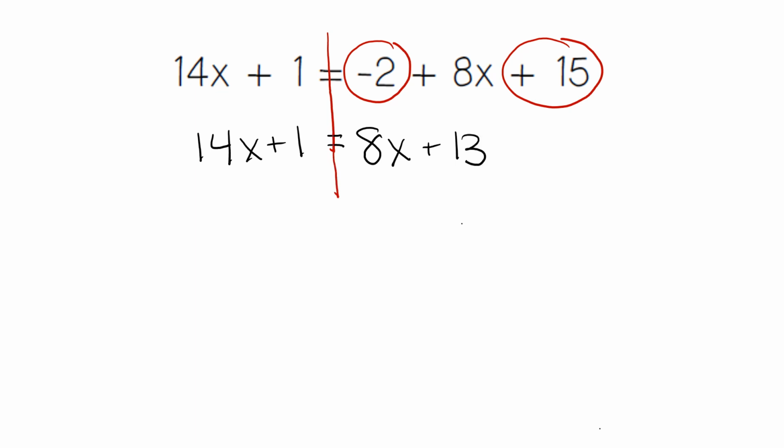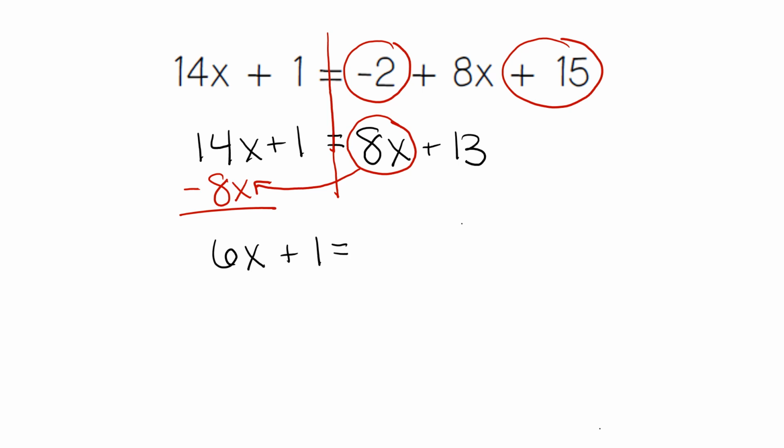Moving into step number 3, we take our variable 8x and we move it to the left-hand side. Instead of 8, we do the opposite. We do a minus 8. 14 minus 8 is going to give us 6. So 6 and the x variable go together. The plus 1 stays the same, and the positive 13 stays the same, because we did not use those numbers yet.